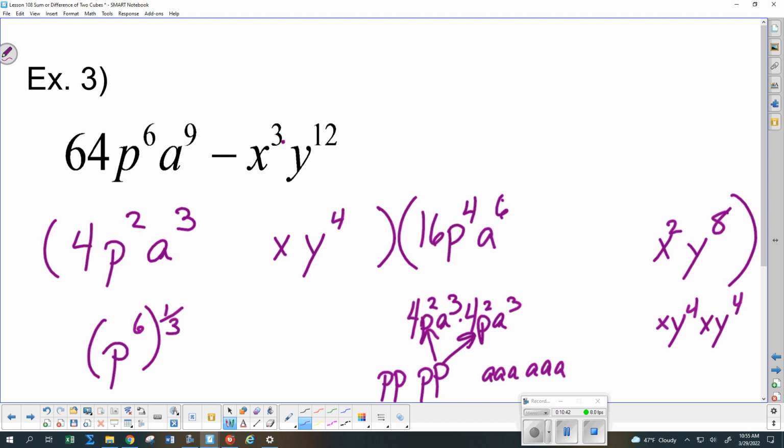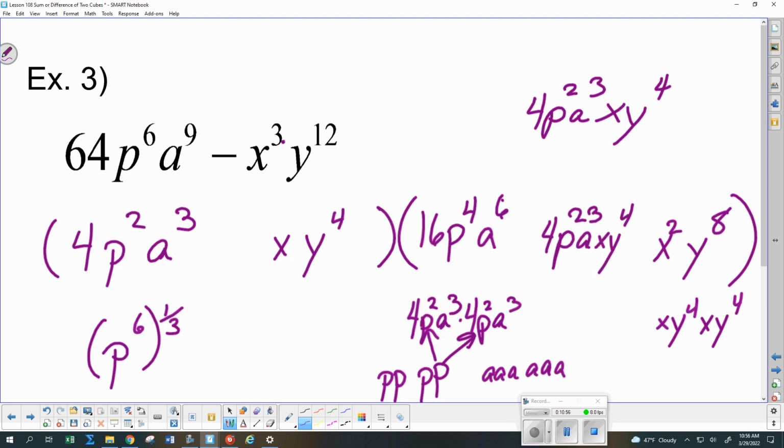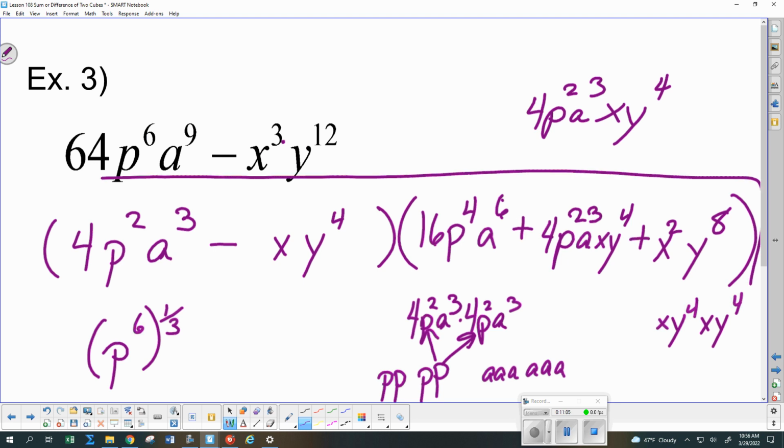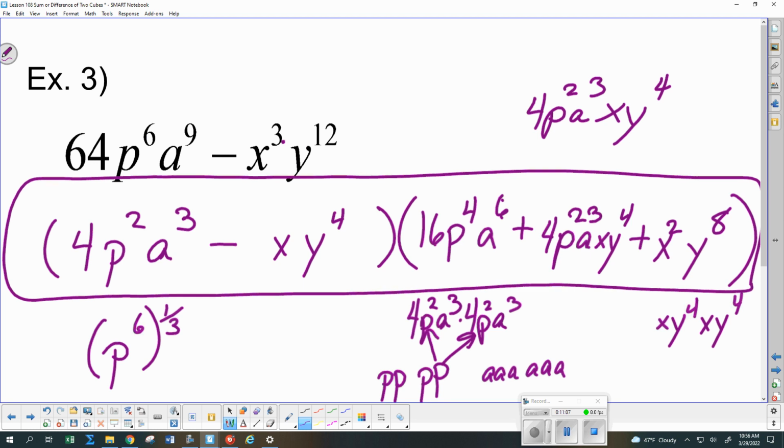Finally, in the middle, I need to take my first one, which was 4p squared a cubed, times my last one, which was x y to the fourth. Nothing to combine there, but that goes in the middle. Fix my plus and minus signs, same. So I start with a minus, opposite, and always positive. And there is my answer. Any questions before you guys try a couple of these on the whiteboards?